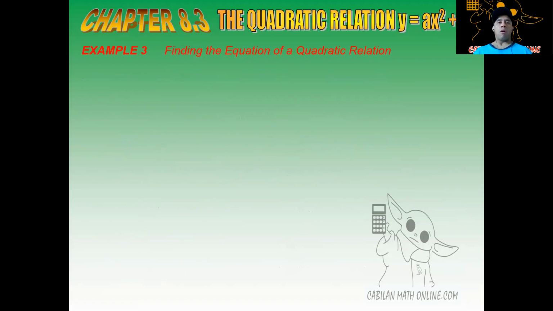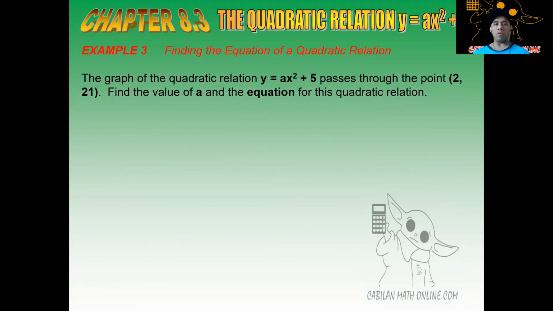So again, the way you do this is just to read the question very carefully, see what information is given to you, and see where that information goes into the equation that's given to you. So the graph of the quadratic relation y equals ax squared plus 5 passes through the point (2, 21). What we want to do here is find the value of a and take that value of a to come up with the equation for this quadratic relation.